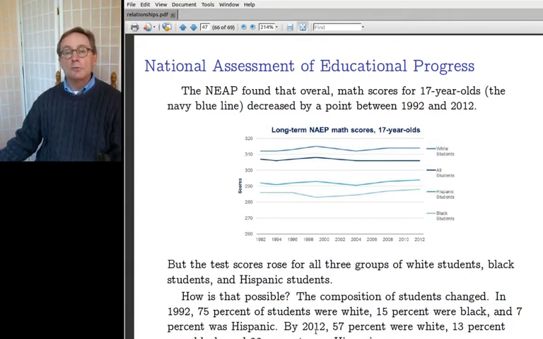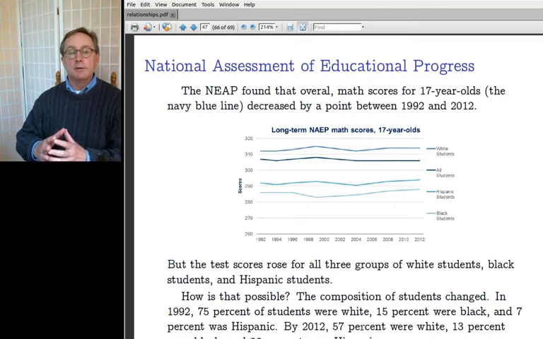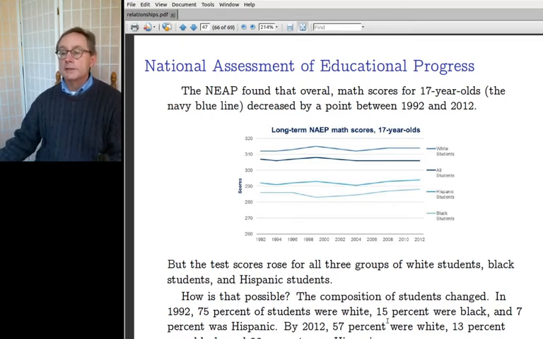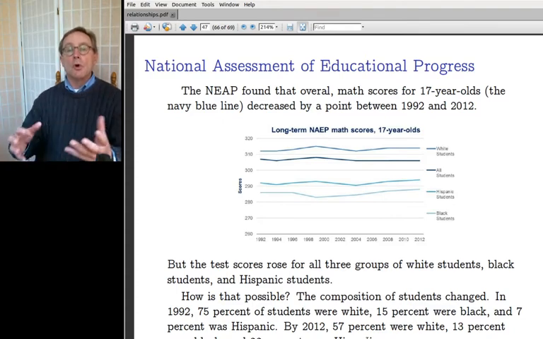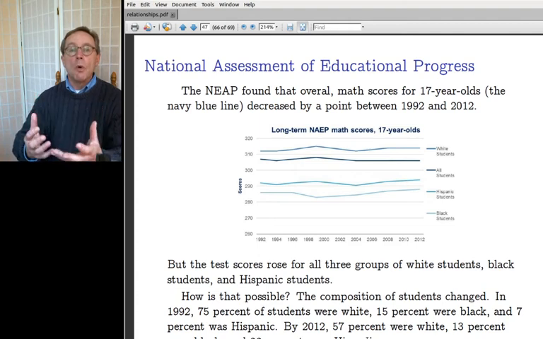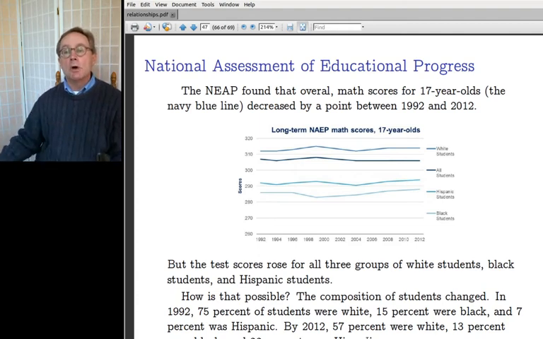By 2012, 20 years later, we're looking at the whole majority minority thing. 57% were white, 13% were black, 22% were Hispanic. So basically, Hispanic tripled, for example, and white went down by almost a third. So the composition of students in the mix is different. So in the second case, you're more influenced by the scores of black students and Hispanic students simply because they comprise a larger number of the cases. So when you put the categories together, the larger numbers influence the overall more than they used to, and it ends up in a net loss of a point.